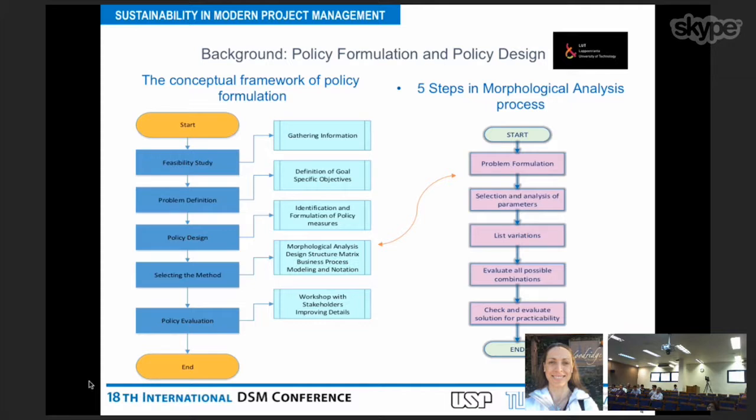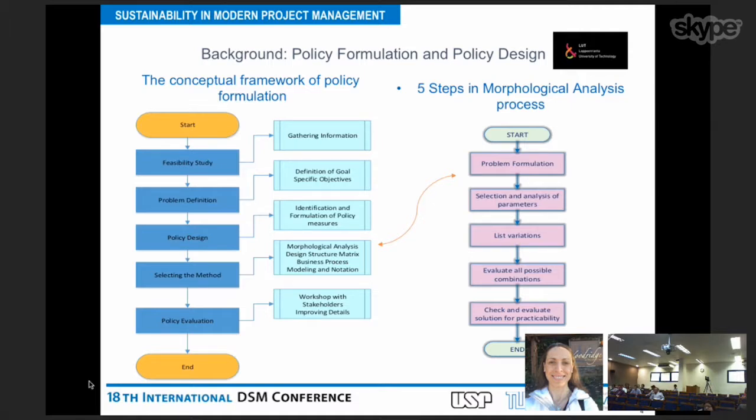It is not a surprise to have this case study, because I will explain later how this data is gathered and implemented through these design modeling methods. In the policy formulation, we have a feasibility study where we gather a lot of information, and in problem definition, we define specifically goals and objectives.